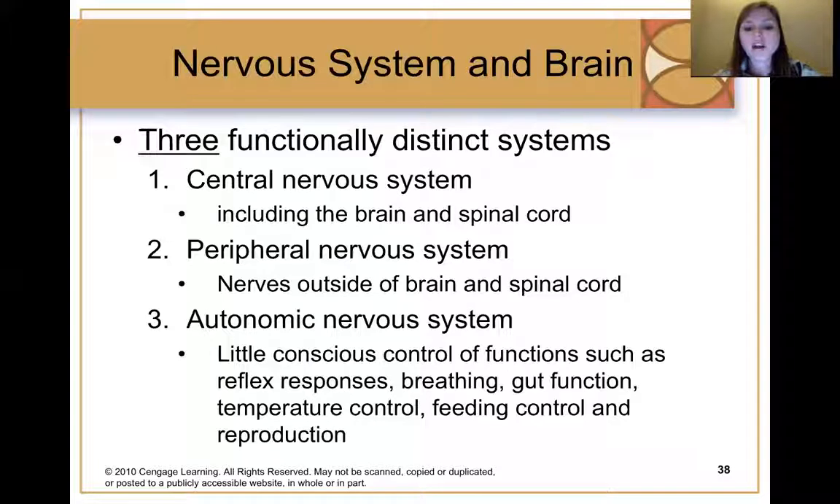And so the autonomic nervous system is really important because that is responsible for the functions that require little conscious control. So your reflex responses, breathing, because you don't consciously think to breathe, you just do it. Gut function, again, you're not thinking about moving things through your gut. That needs to happen involuntary. Temperature control, feeding control, and reproduction.